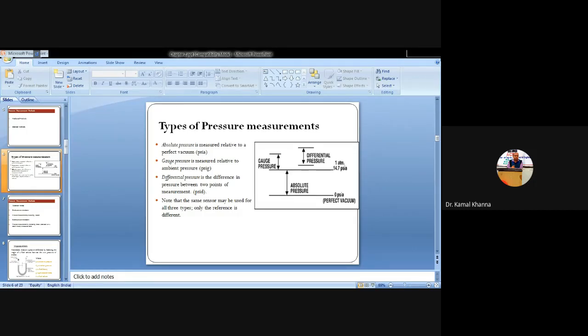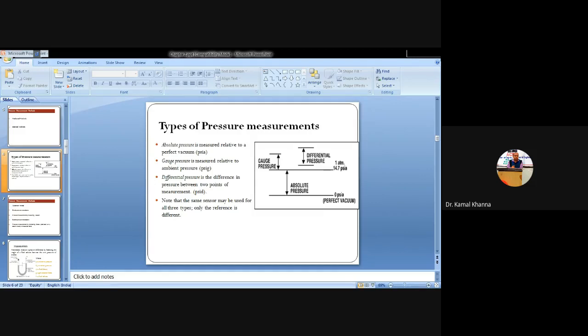To measure the gauge pressure, we always consider the atmospheric pressure as a datum head, or it is marked as zero. I have taken an example of blood pressure of the human body. When the doctor is measuring the blood pressure of a human body, he is taking the atmospheric pressure as zero. So if you consider that atmospheric pressure as zero, you are measuring the gauge pressure from the absolute pressure.